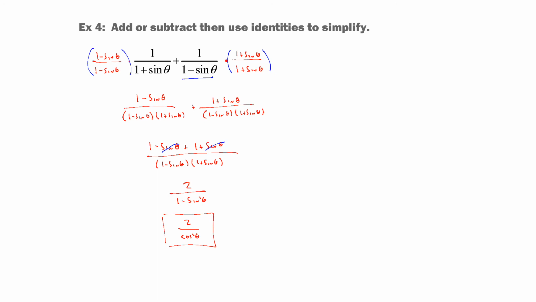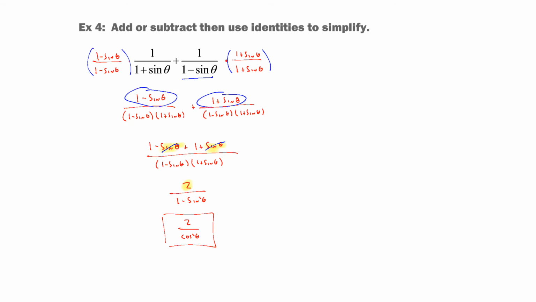So I had 1 minus sine of theta on top here, plus, on the other side, 1 plus sine of theta. And so I rewrote it with my common denominator, and then combined those two together, which canceled the sine of theta, and then 1 plus 1 was 2. I then multiplied the two binomials in the denominator together to get 1 minus sine squared of theta.